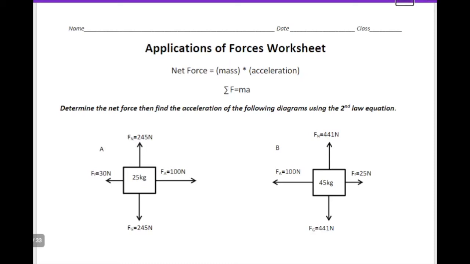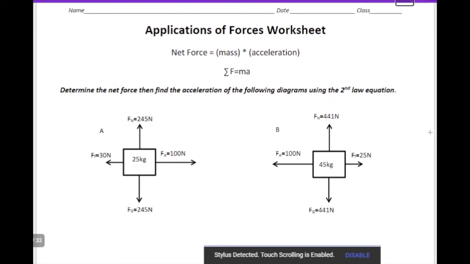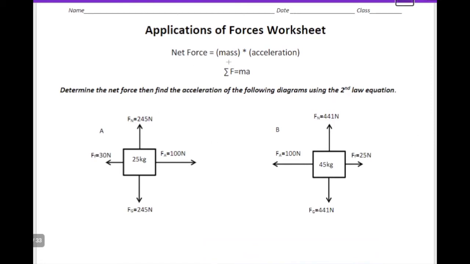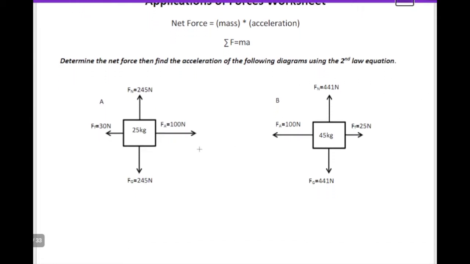Alrighty guys, let's go ahead and get started with the application of forces worksheet. On this worksheet, it gives us our equation, net force equals mass times acceleration, and it wants us to determine the net force and then find the acceleration of the following diagrams using the second law equation. Cool. So what we're going to do first is take a look at letter A.